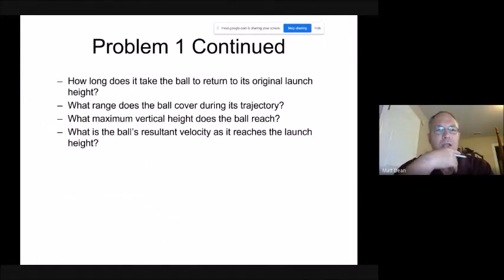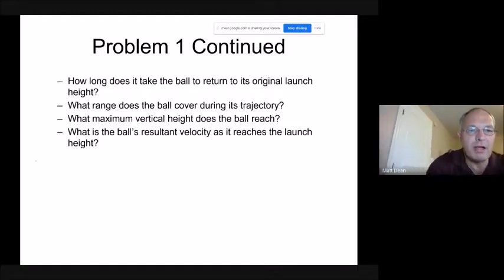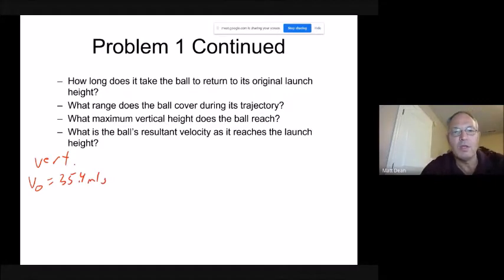So next we want to know, how long does it take the ball to return to its original launch height? So essentially, how long is the cannonball in the air? What you've got to remember here is that time in the air is determined by the vertical components of the problem. Remember, we started off with an initial vertical speed of 35.4 meters per second. Vertically, that ball is going to go up and it's going to come back down. It left the ground with a speed of 35.4 meters per second.